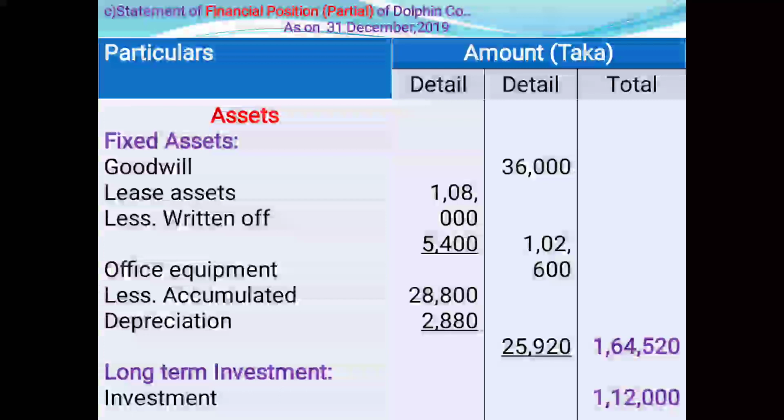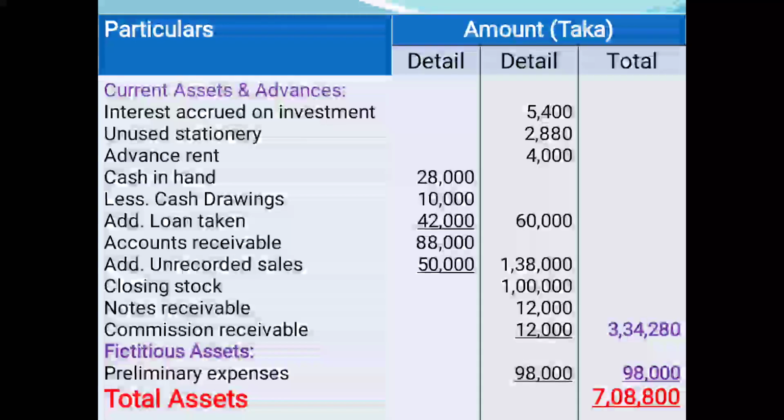Another fixed asset is available, office equipment from trial balance taka 28,800, less accumulated depreciation 2,880. So accumulated depreciation will be deducted from the particular item. Net amount of office equipment taka 25,920. At this moment, total of fixed assets, that is long-term asset, taka 1,64,520. Second, long-term investment taken from trial balance taka 1,12,000. Now we can go for the next slide for completing the asset side.